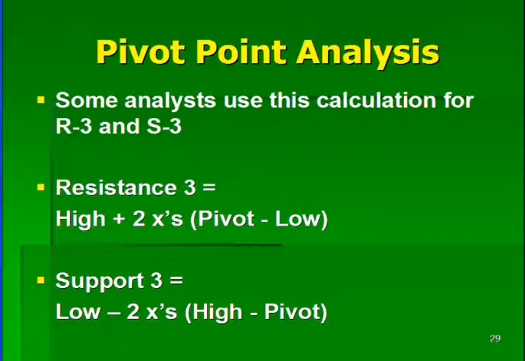Here's the calculation in the formula and how you can do it yourself. For those who are computer savvy and those who are good at Excel, you can develop your own program and have this in your own Excel program. For R3, take the high plus 2 times the value of the pivot minus the low. For S3, take the low, subtract 2 times the value of the high minus the pivot. And that's the mysterious, the elusive, and least talked about, the R3 and S3 calculations.